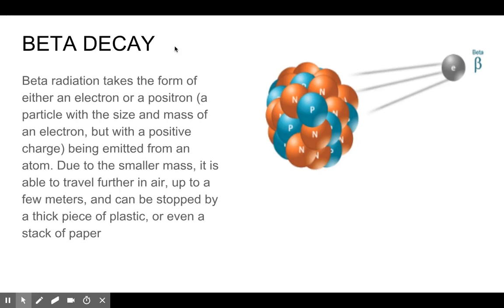Now let's look at beta decay. Beta radiation takes the form of either an electron or a positron, which is a positive particle with the same size and mass of an electron, but with a positive charge. These are emitted from the atom. Due to the smaller mass, it is able to travel much further in the air, up to a few meters, and can be stopped by a thick piece of plastic or even a stack of paper.